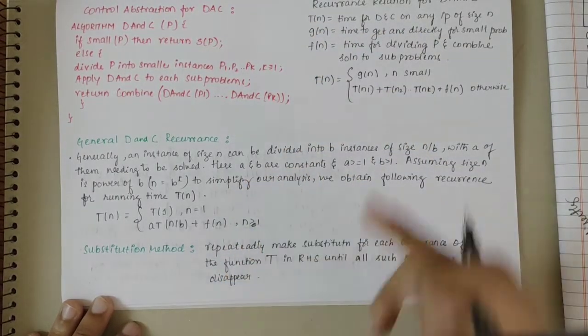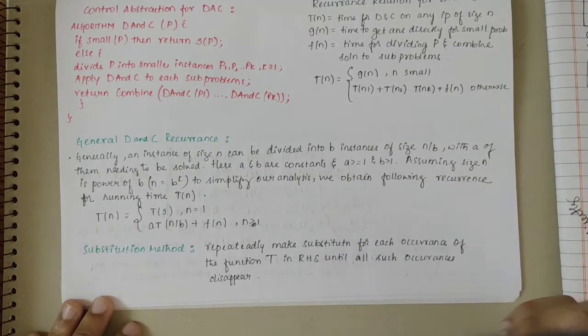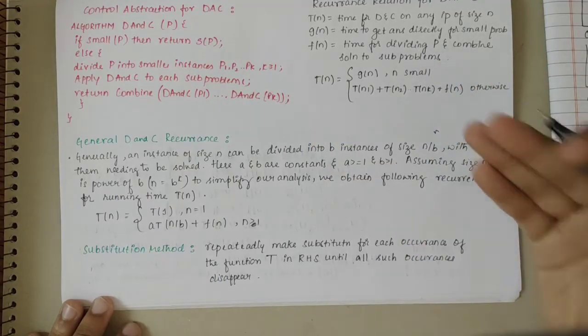Here a and b are constants, where a is greater than or equal to 1 and b is greater than 1. b cannot be 1. If b is 1, then you'll have the same problem, right? The size of the problem is n. You'll be remaining with n itself.